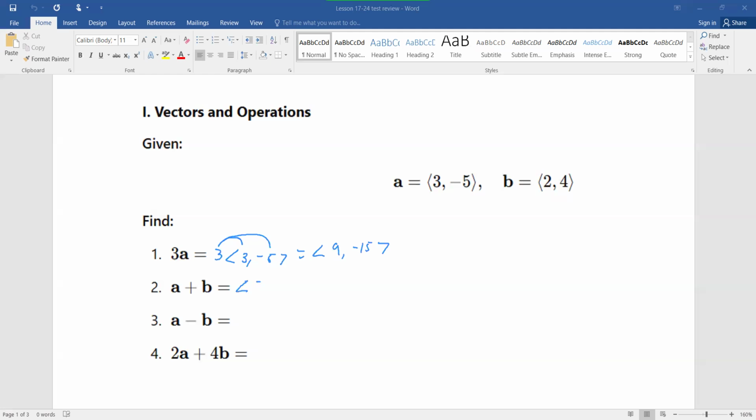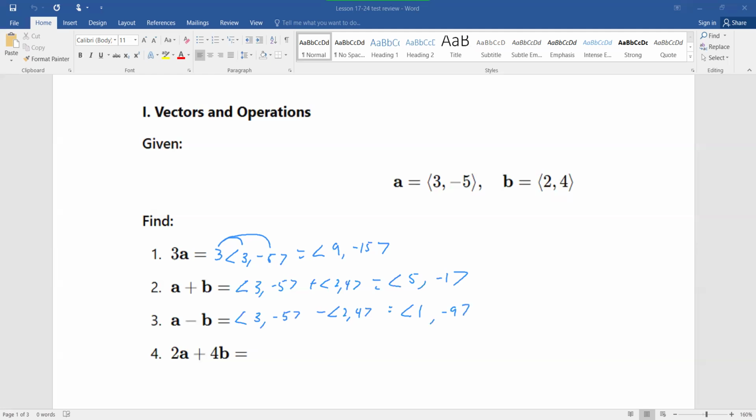All right, here we go. 3, -5, and then plus 2, 4. Remember, just like in matrices, we add their corresponding values. So in this one, this is going to be a 3 plus a 2, and that gives me -5 plus 4. Good. All right. A minus b. So this would be 3, -5, minus 2, 4. Read it from left to right. What is 3 minus 2? -5 minus 4. Very good.